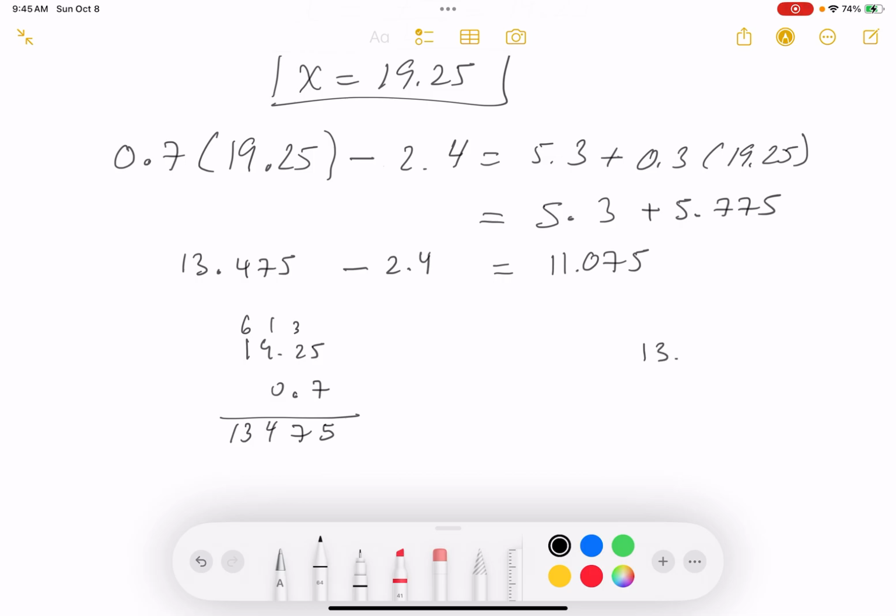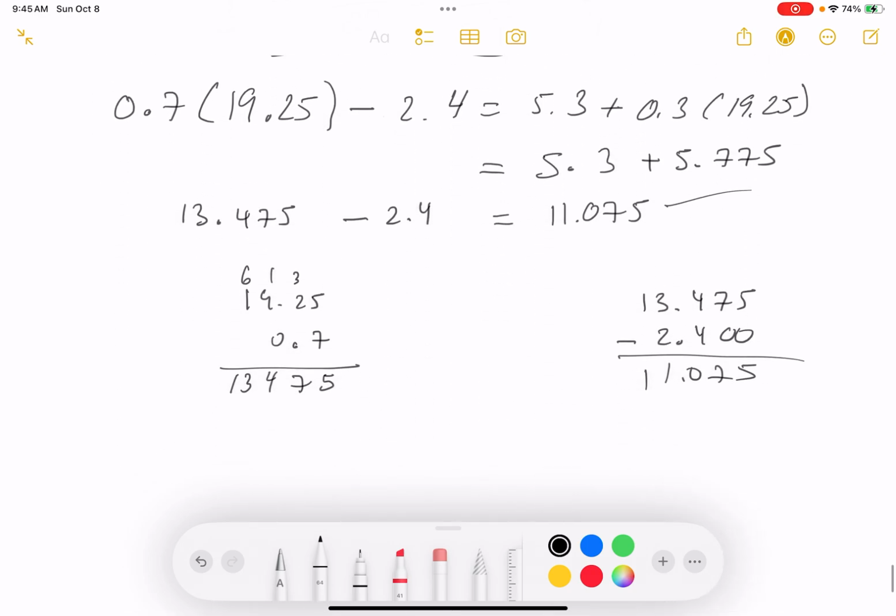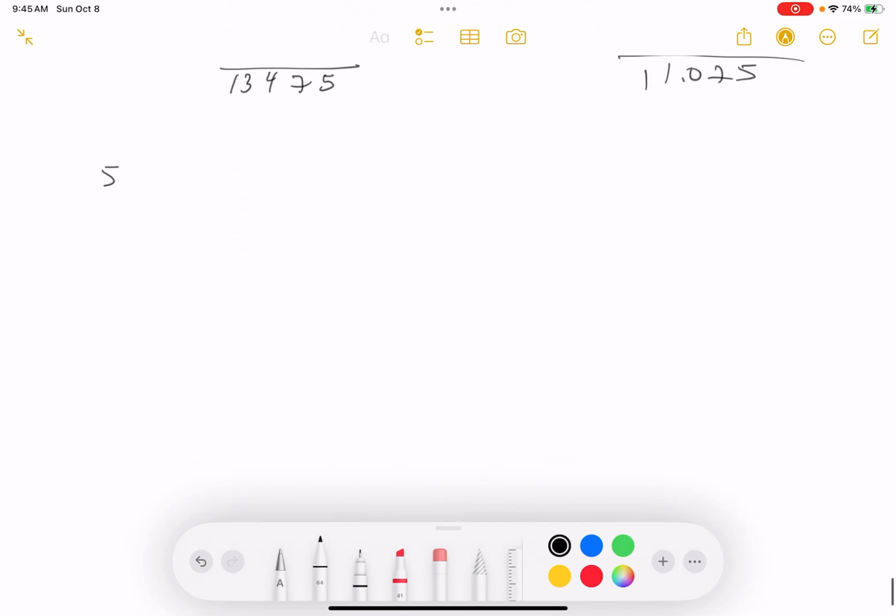So you get 13.475 minus 2.400. That's 11.075. Wow, we got it. We're doing all right. Let's go to the next question. That's 51. Let's go to 52. And you see these problems are more involved, by the way. All right, I might get tired too and not do the checking. So we're on 52 now. And what do you get?